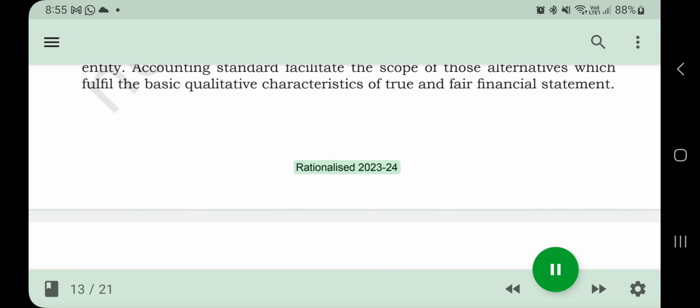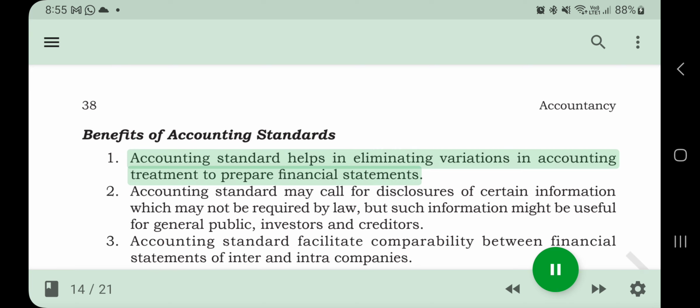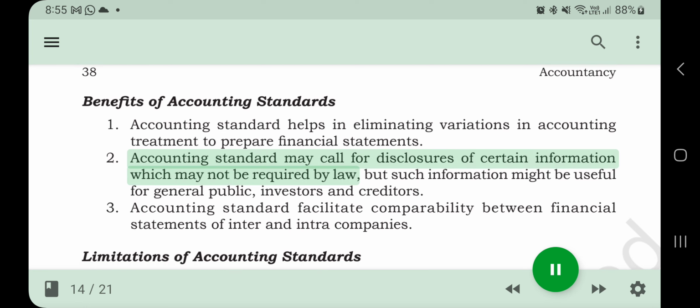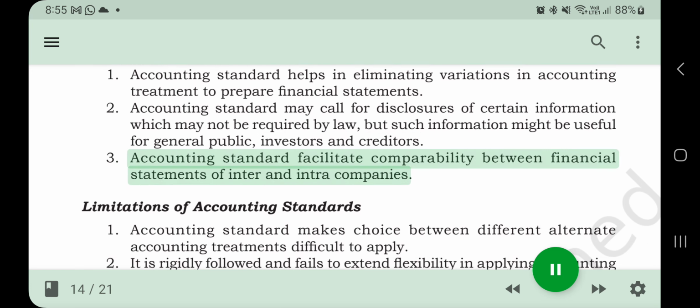Accountancy. Benefits of Accounting Standards. 1. Accounting standards help in eliminating variations in accounting treatment to prepare financial statements. 2. Accounting standards may call for disclosures of certain information which may not be required by law, but such information might be useful for the general public, investors and creditors. 3. Accounting standards facilitate comparability between financial statements of inter and intra companies.